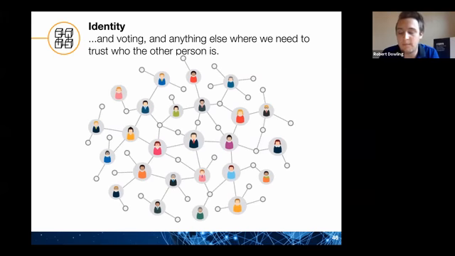So all of these things are really, really interesting things to think about, and that's why Ethereum is so consequential, because it has opened the door for us to start thinking about new ways to store that personal data and share that personal data.